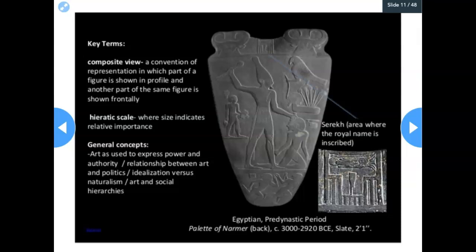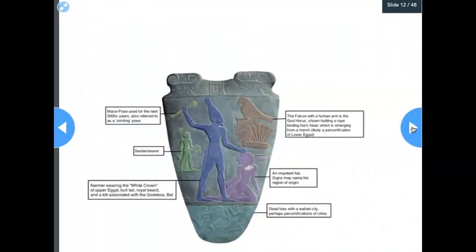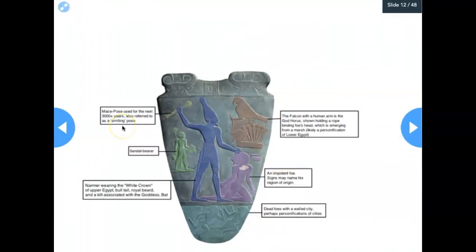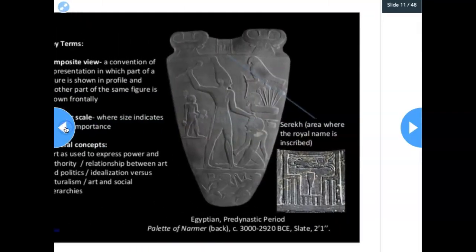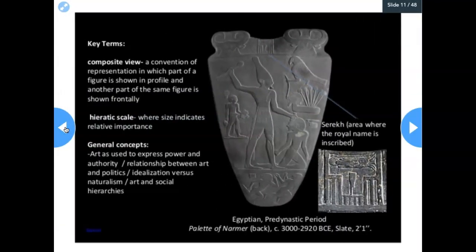What am I talking about? Well, if you look at this figure of Narmer, look at how much bigger he is than one of his servants over here, right? He is much, much bigger. And here you can see a nice image of that, right? So he's much larger than his sandal bearer, and that is what we call hieratic scale, okay? The general concept here is that art is being used to express the power and the authority of this figure, and it's also describing this event that happened.